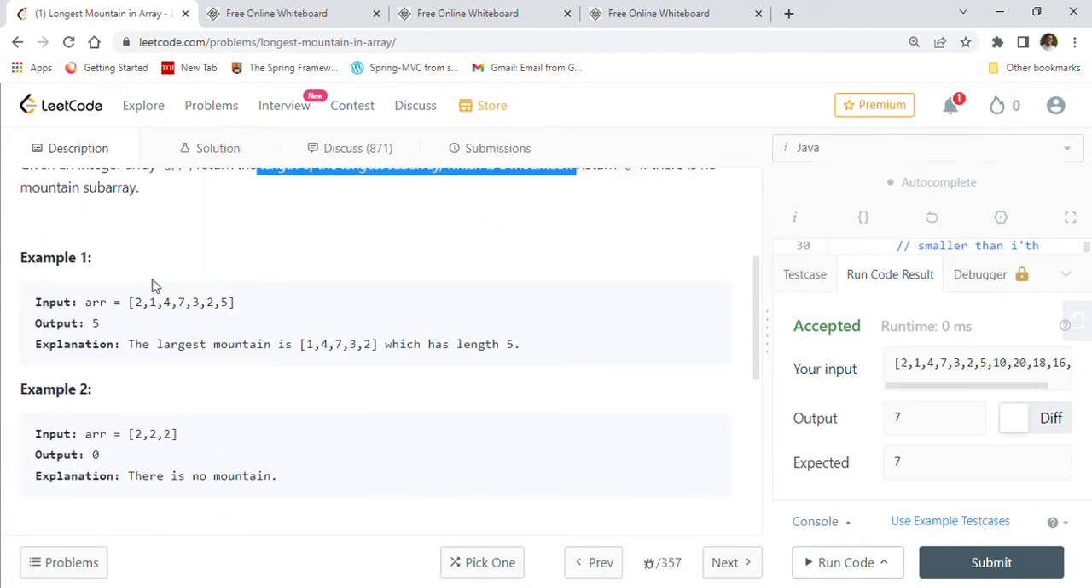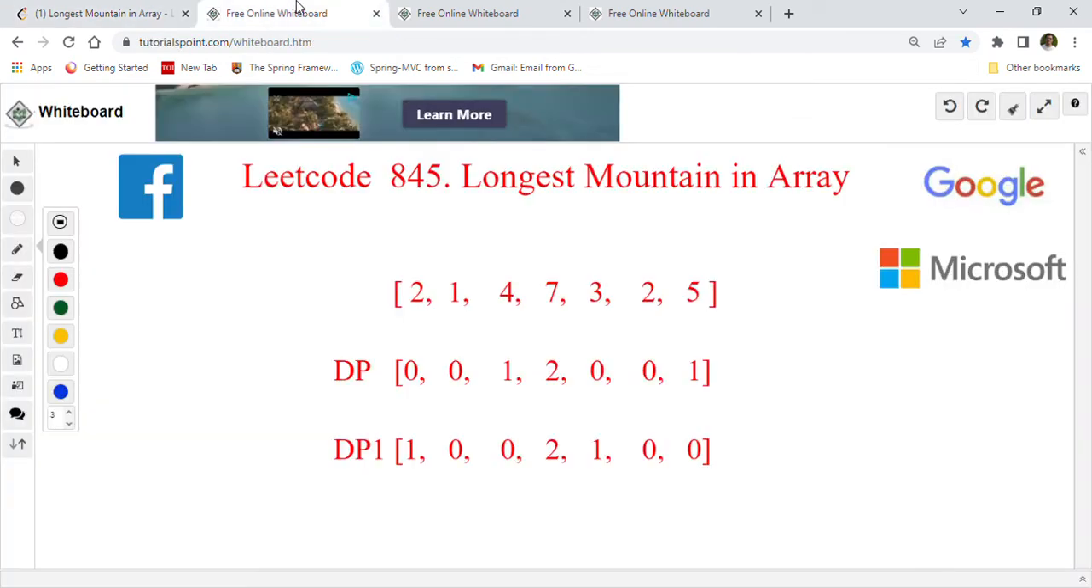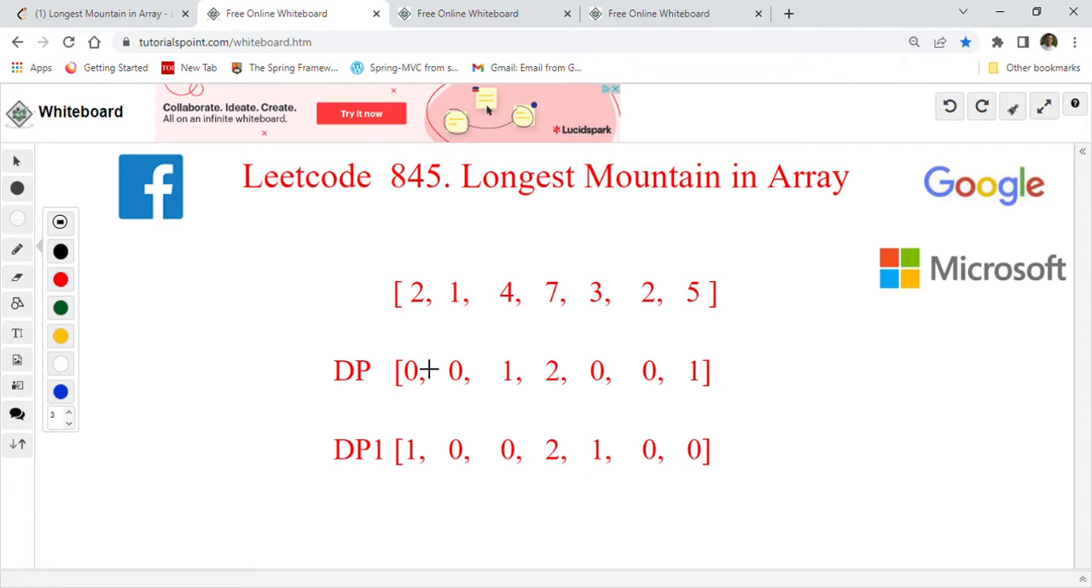So this is example one, right? We will take it and understand what the problem means. They have already identified the mountain array here, and the length of that mountain array is 5. So we'll just take that example over here. This is the input array that is given to us, and as you can see, the mountain array they identified is this one.